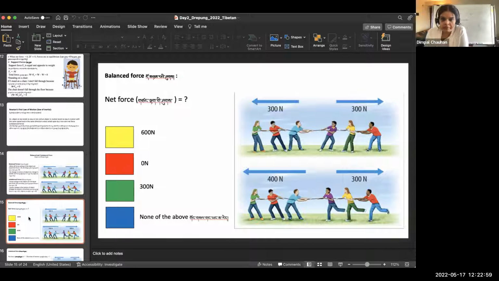Let's do an example of balanced force. What will be the net force in the top one and the bottom one as well?